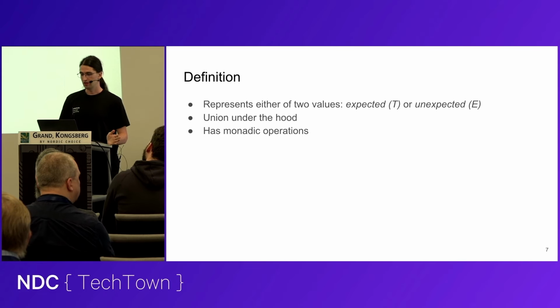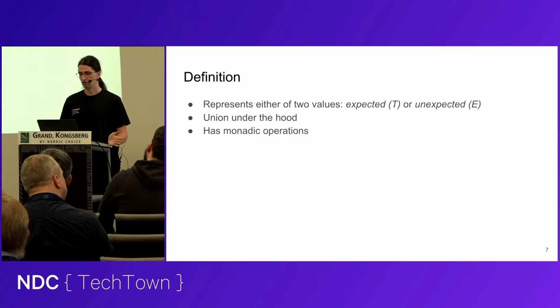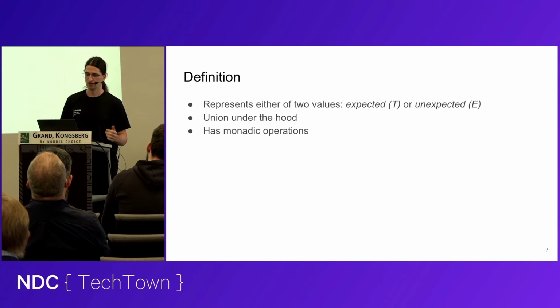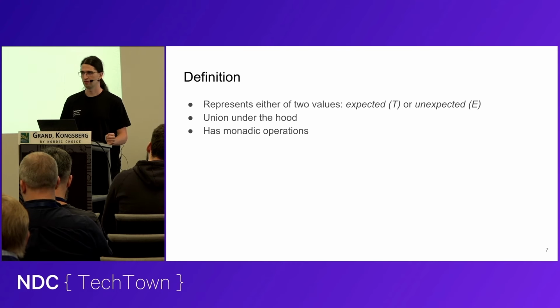So what is expected? It represents two values. It's either expected T, the correct value, or unexpected E, which usually stands for an error. It's a union under the hood, we will talk about it later. And it has monadic operations that allow you to perform certain actions based on the result inside the expected container.